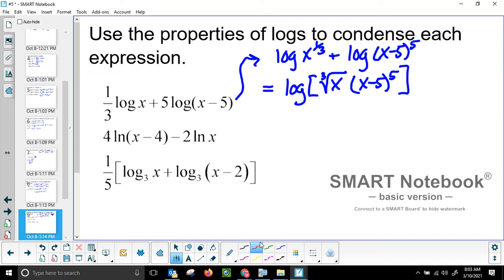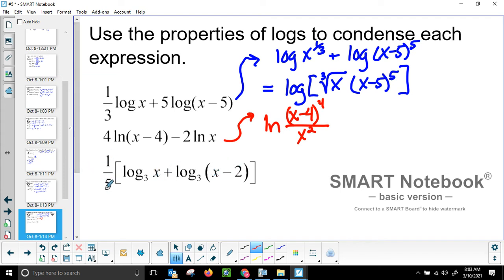All right, similarly here, this will be ln. And I'm just going to do this in one fell swoop. So we'll have x minus 4 to the 4th power up top. Because of this subtraction, I divide, and I'm going to have x squared in the bottom. Again, I can take these numbers out front and make them exponents here. And that's it. We're done. We're condensed.